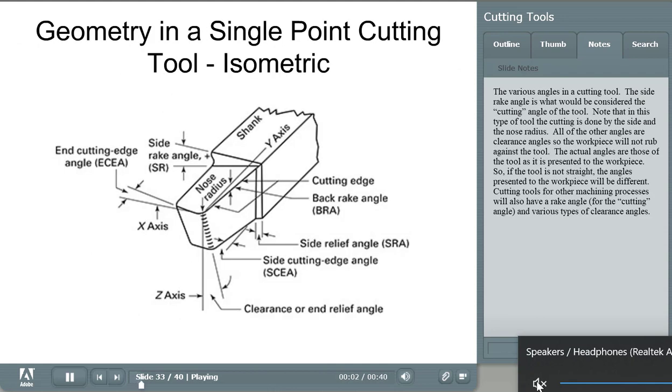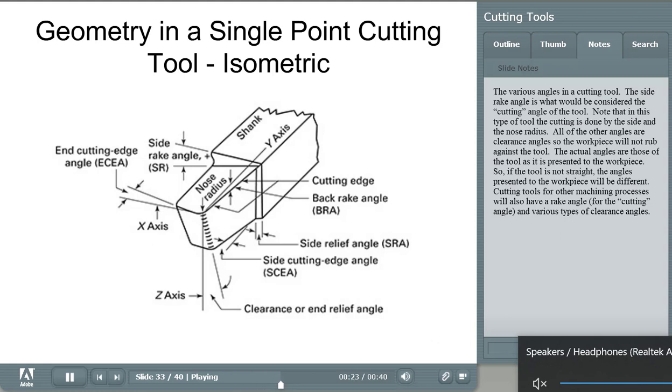Geometry in a single point cutting tool, isometric. The various angles in a cutting tool. The side rake angle is what would be considered the cutting angle of the tool. Note that in this type of tool, the cutting is done by the side and the nose radius. All of the other angles are clearance angles, so the workpiece will not rub against the tool.